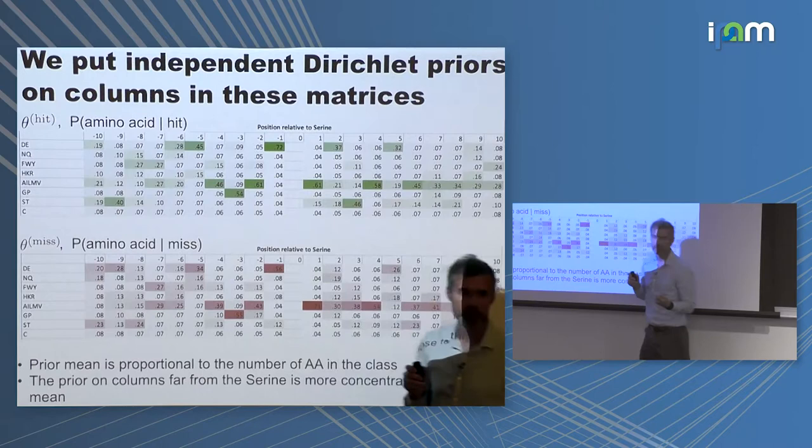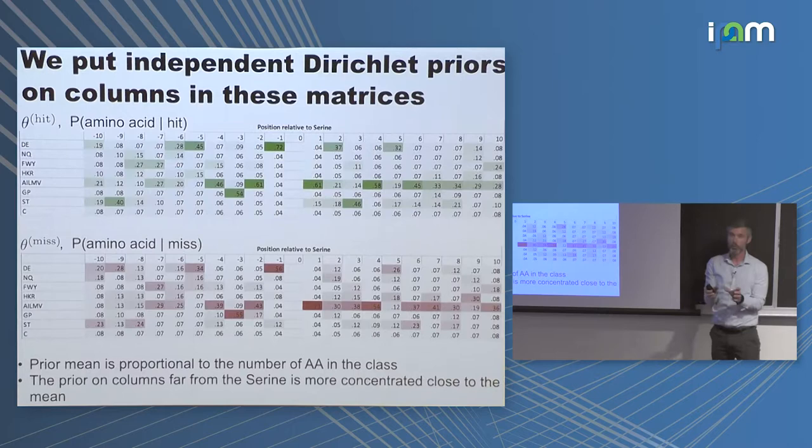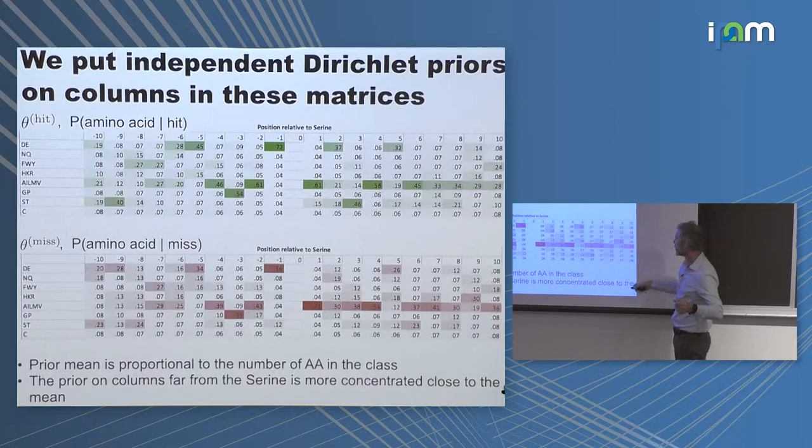And then we believe that the amino acids that are close to the serine, which is where the chemical reaction actually occurs, are more important in determining biological activity. And so the prior on columns that are further away from the serine, which we think are less important, we make that prior more concentrated on the mean.